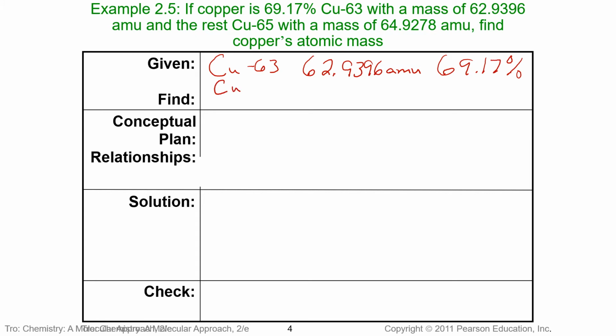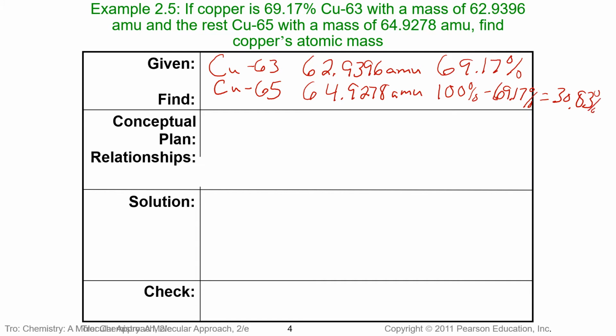We also are given that we have an isotope of copper 65, a mass of 64.9278 atomic mass units. Now we're not given its abundance, but because there's only 2 isotopes, we can take 100% minus the other isotope's abundance. And we end up with 30.83%.